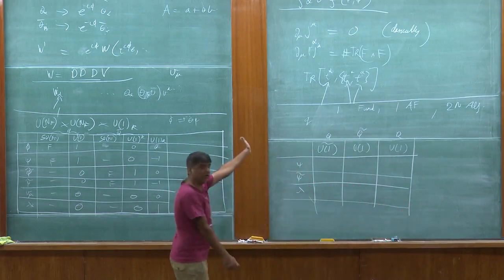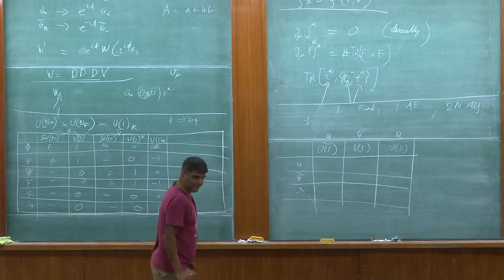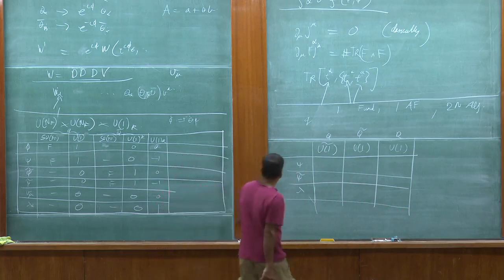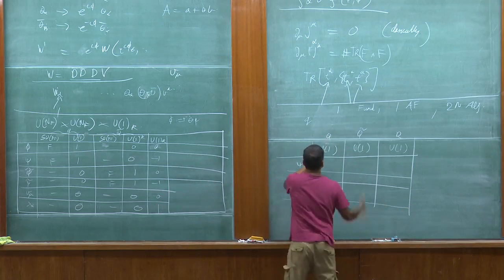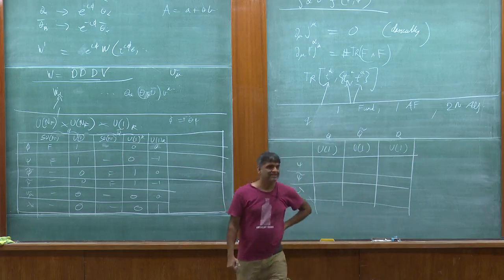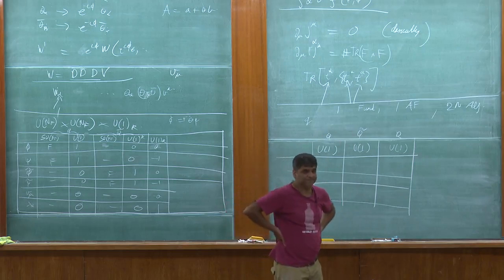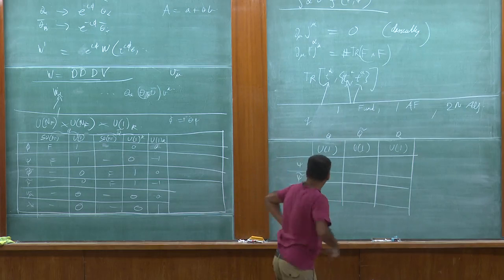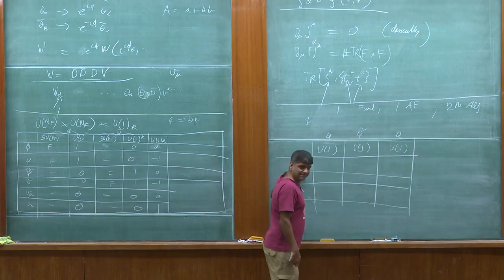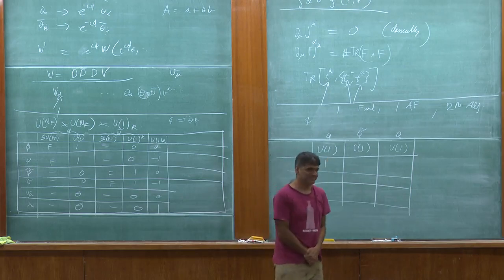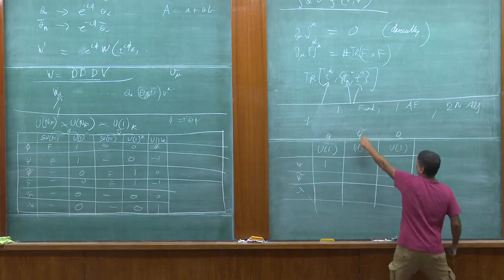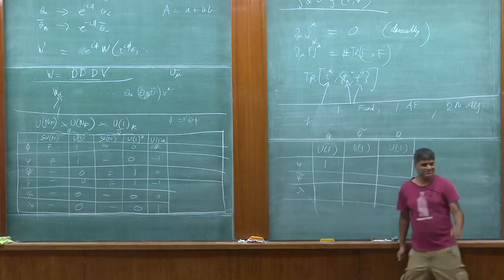Okay, now we have all the rules written down on the board, so it's easy to do the calculation. Psi is charged with charge 1 under this U1 for Q, and psi was in the fundamental. So this gives us a 1, because it's 1 times the charge.